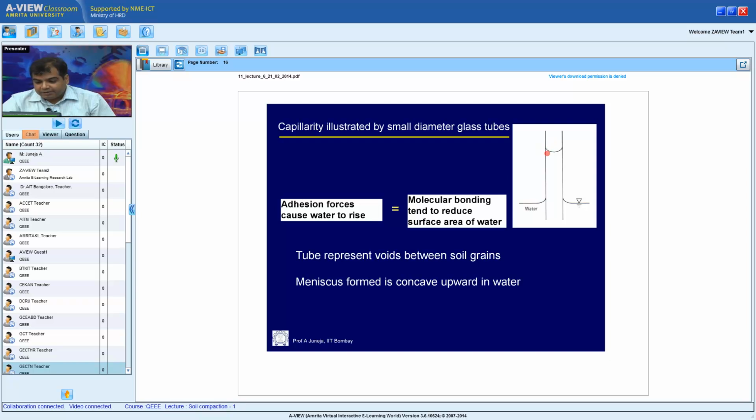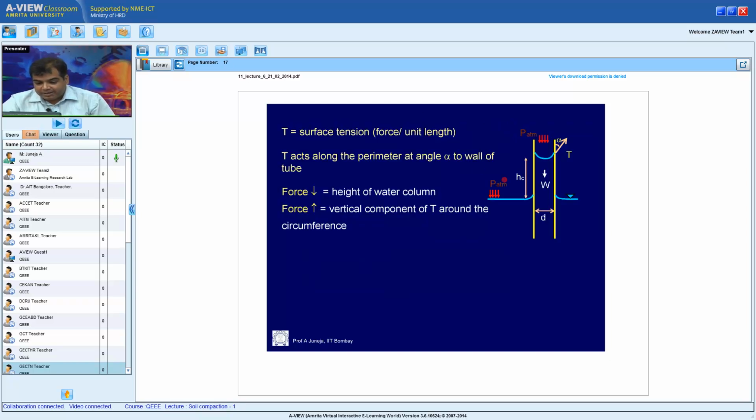So if I want to balance this, the weight of water, if I look at the equations which balance this, I have the same cartoon over here. Now in this case we have the forces which are shown. So the weight of water in this column is represented by W.